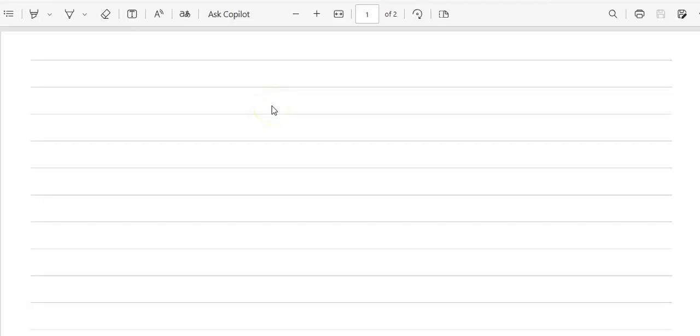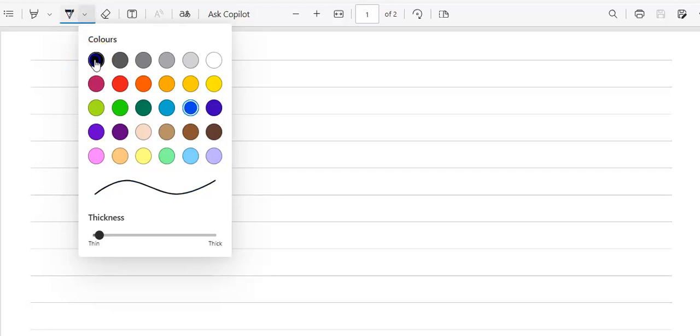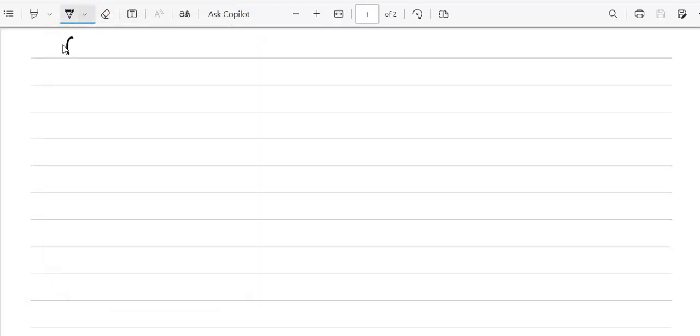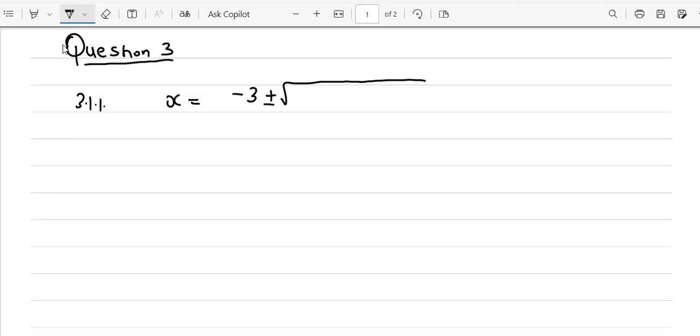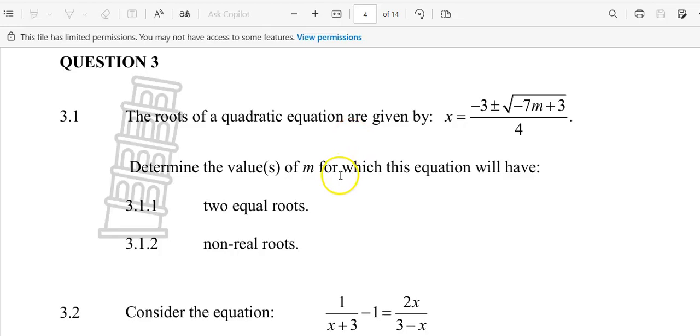To answer this question, let's write the given information. This is question 3. We are given x to be equal to minus 3 plus or minus the root of minus 7m plus 3, and everything is divided by 4. This was the given equation. They want us to determine the values of m where this equation will have 2 equal roots.